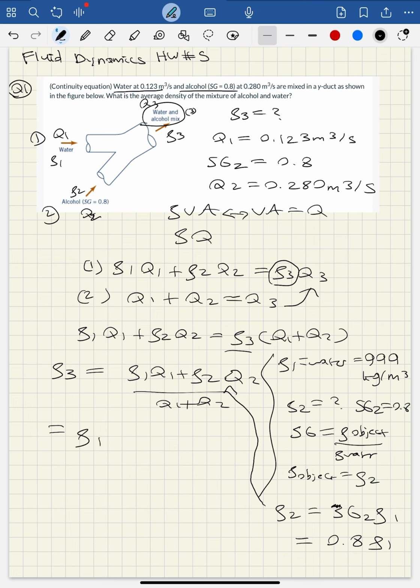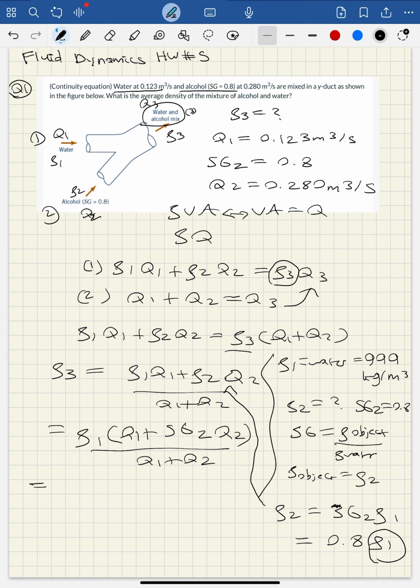Keep in mind that density 1, we could factor it out because you have another density 1 here. Let's go ahead and factor that out now or later, whichever you think is easier. That's going to leave us with the specific gravity 2, as well as your flow rate 2, all over flow rate 1 plus flow rate 2. So go ahead and plug in all of your values.